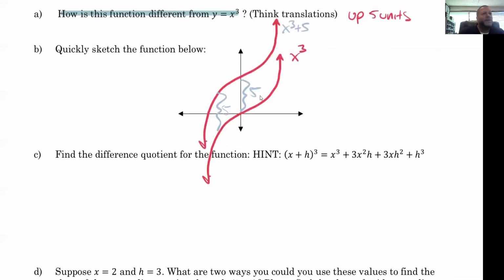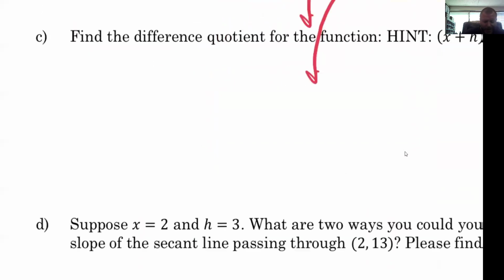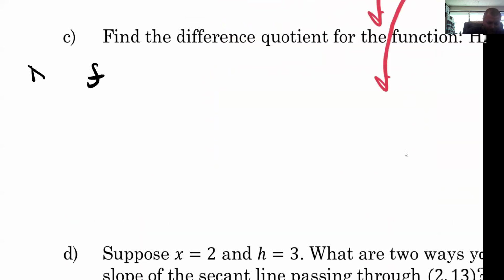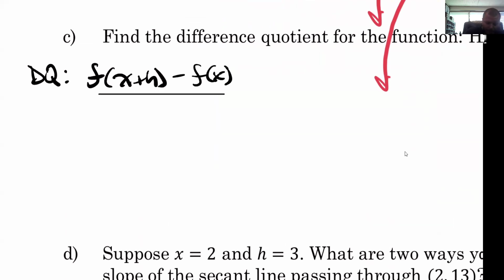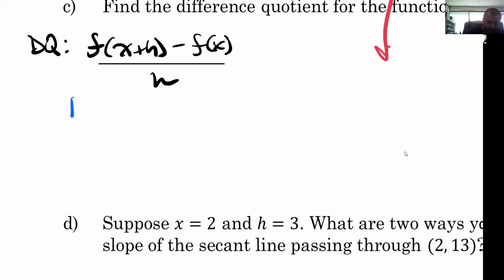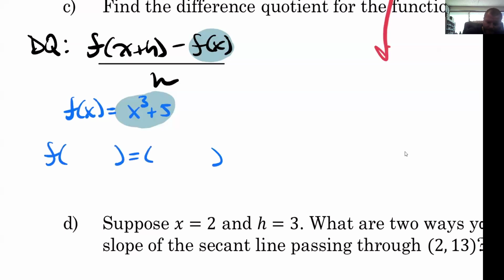All right, so now let's find the difference quotient. I already told you what x plus h to the third power is, but I don't want you having to derive that, especially in this case. So again, let's write out our difference quotient. Our difference quotient is going to be f of x plus h minus f of x, all over h. We know that our function f of x is x cubed plus 5, so I know this part of the function already. Again, be careful with subtracting. So f of x plus h is going to be x plus h cubed plus 5.